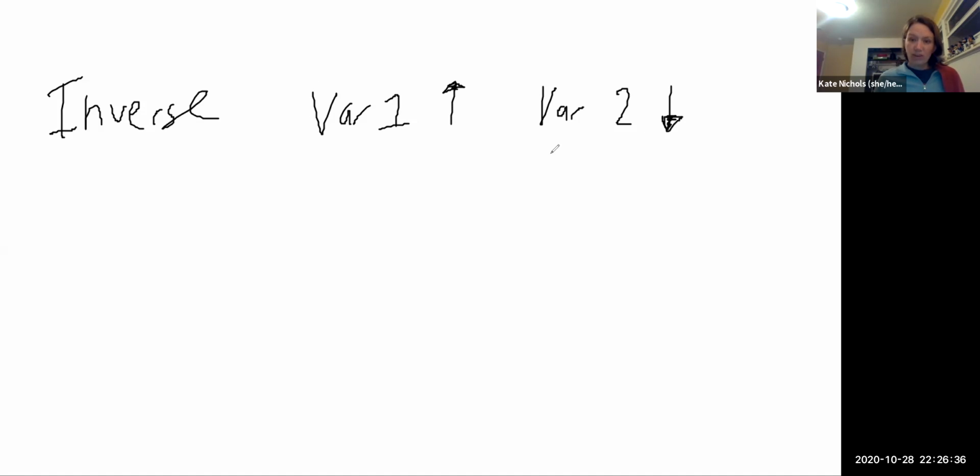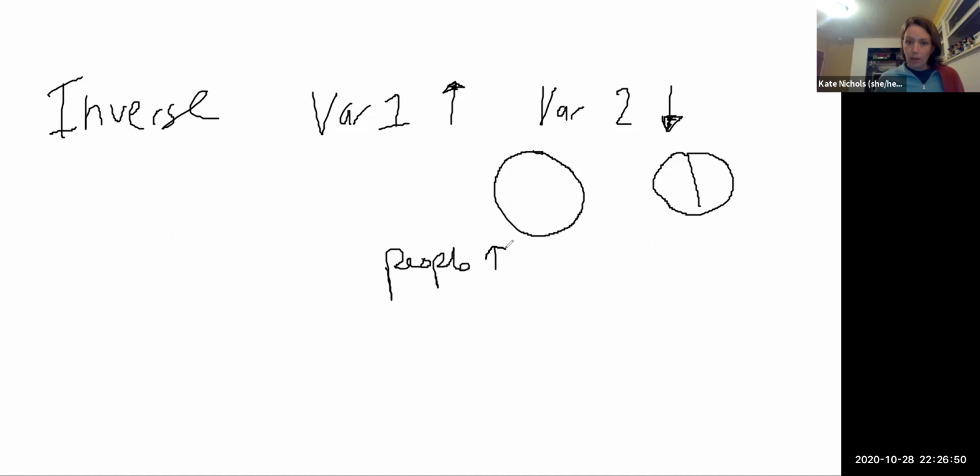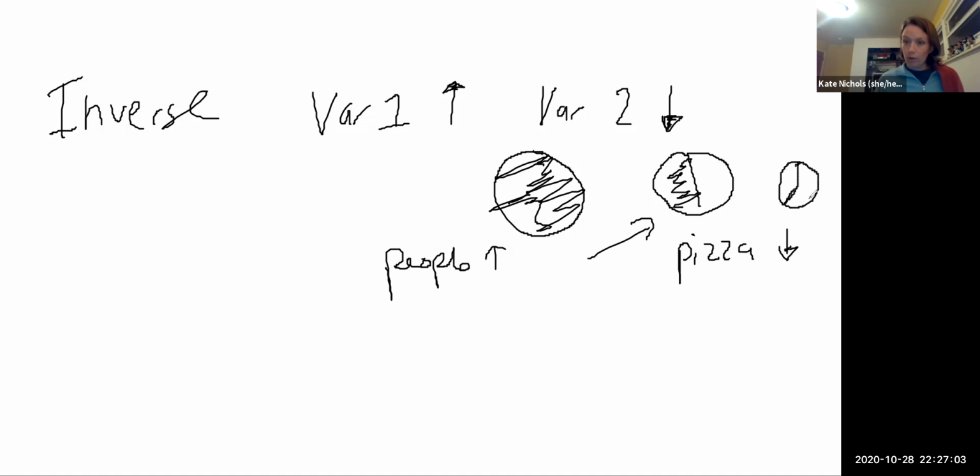But the example we gave in class was something like a pizza or a bowl of food that you're sharing, right? If you have just one person, they get all the pizza. But if it's 2 people, so if people goes up, so people went up here, right? Now the pizza that each person gets is going down, right? So now instead of getting the whole pizza like you got by yourself, you only get half the pizza. And if I have 3 people, so I have even more people, now I'm getting even less pizza, right? So that's how we sort of see inverse relationships.